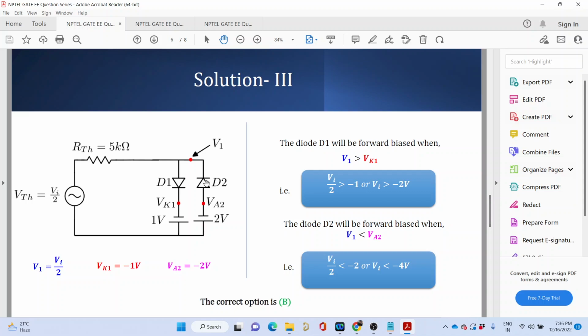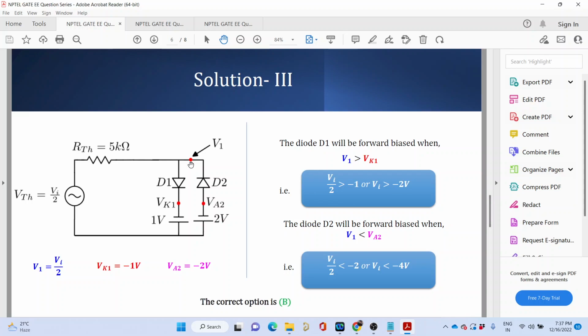If both the diodes are off, what is the potential at V1? V Thevenin, sir. Correct, because there is no voltage drop across RTH. No current is flowing. There is no path for the current to flow. As there is no path for the current to flow, and this point is electrically connected, there is no potential drop across this because there is no current flowing through it. So the potential at V1 would be Vi by 2.